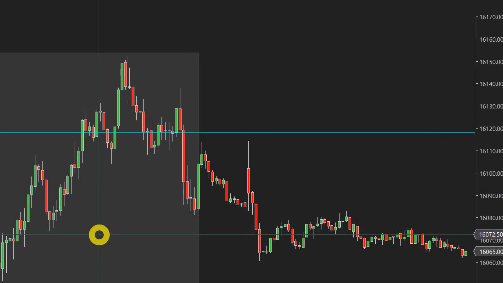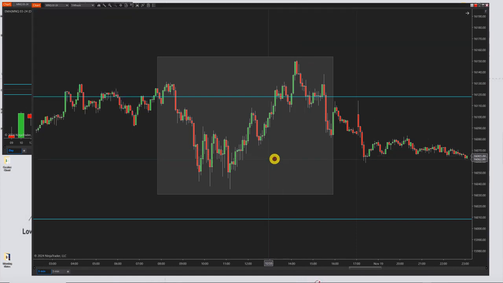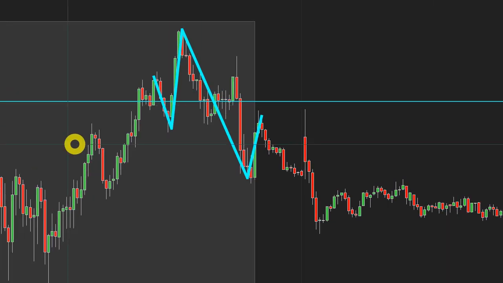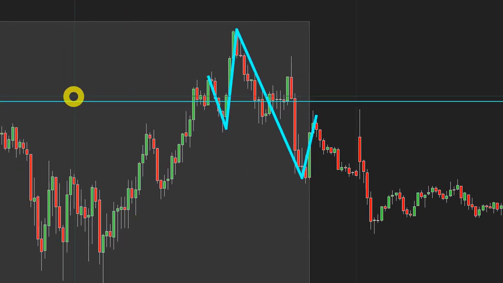Let's take a look at this one right here. I think I see something. This is the 5-minute chart. Let me show you what I see here. Okay, we see it at the top. We see a short opportunity. This is the high of the previous day.